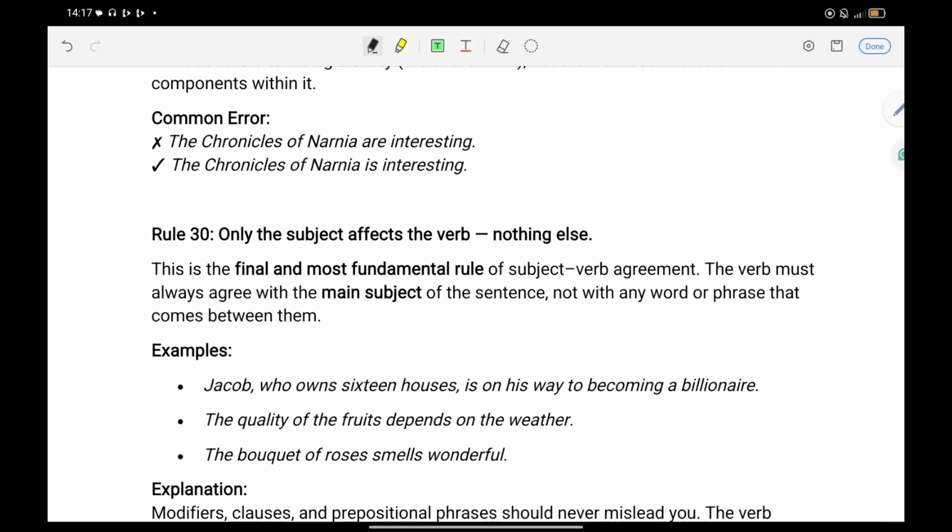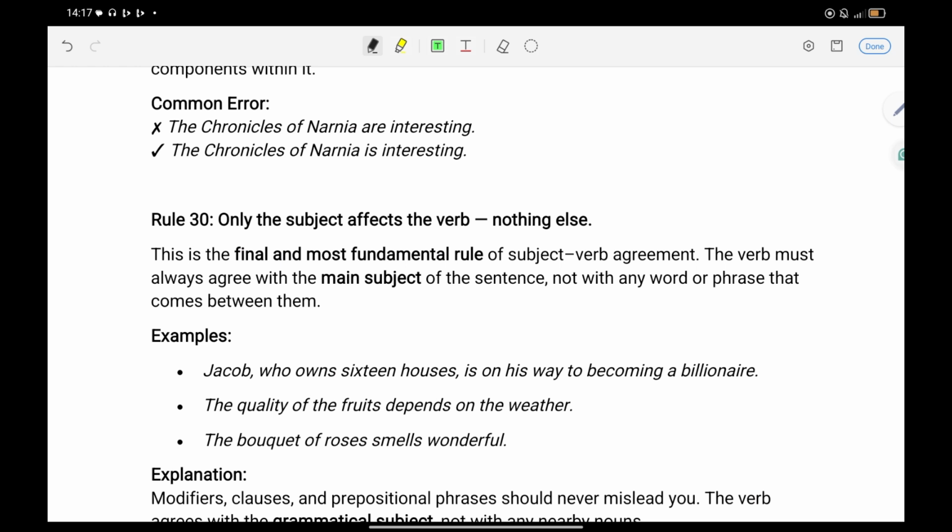So in conclusion, only the subject affects the verb. This is the most fundamental rule of subject-verb agreement. The verb must always agree with the main subject. Look at this. Jacob, who owns 16 houses. Who owns 16 houses does not matter. This is just a clause, a non-essential one. So it is "Jacob is on his way to becoming a billionaire."